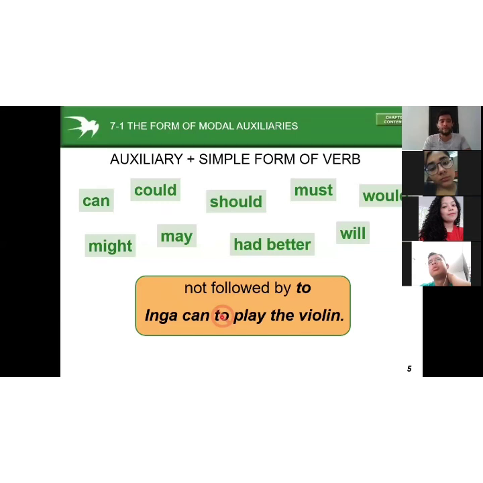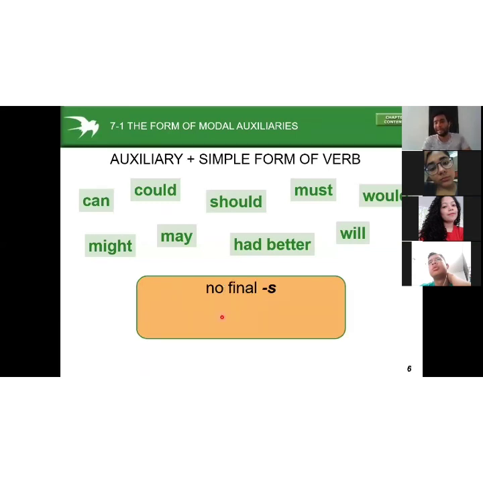We don't need it. So for example, you know that in the third person, normally to the simple form of the verb we add S. We don't have to do it here either. So Inga cans play the violin is incorrect. It's not possible, because we're supposed to use the base form, the form you find in the dictionary. Instead, we say Inga can play without S. No matter if we are talking about the third person, can tells me that I have to use the simple form of the verb.